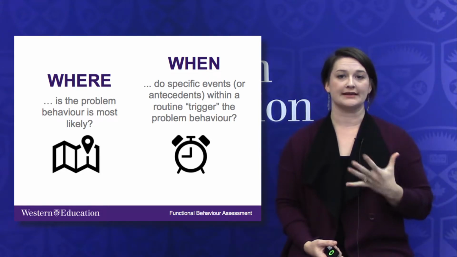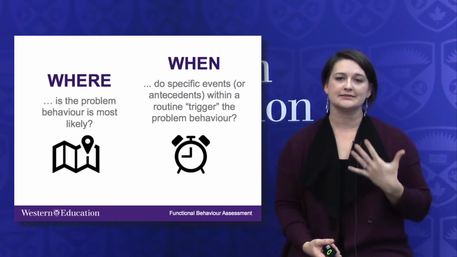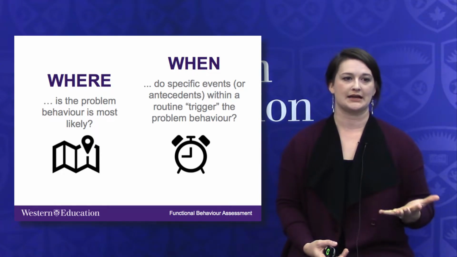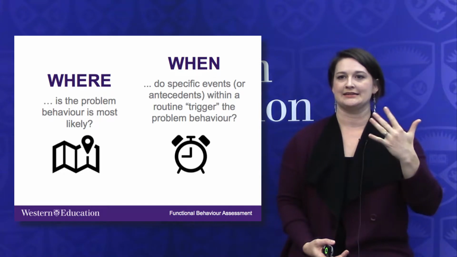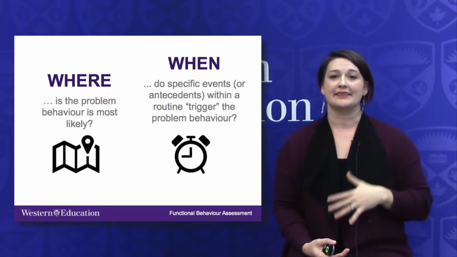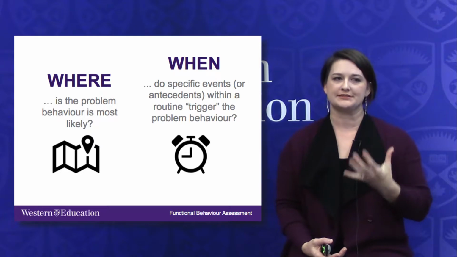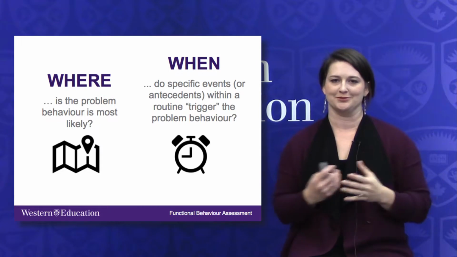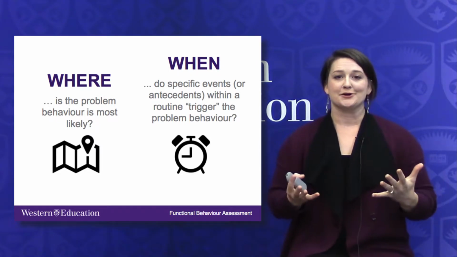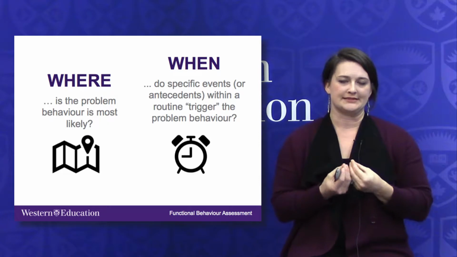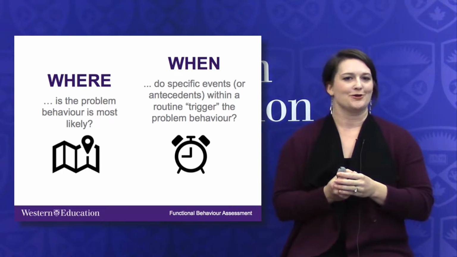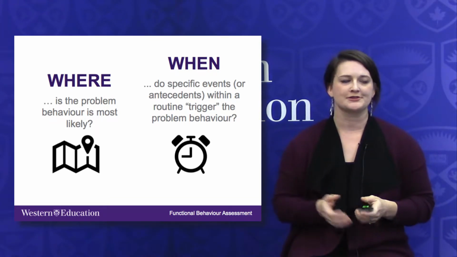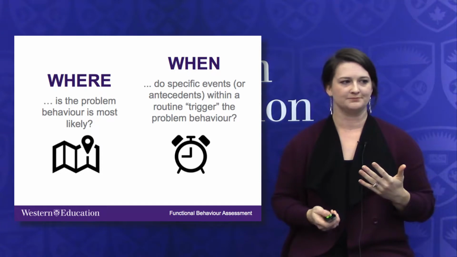So where is the problem behavior most likely? Where is that challenging behavior going to occur? Is it in the classroom? Is it outside? Is it in your workplace? And then when do those happen? What are the specific events or antecedents within a routine that trigger that problem behavior? And here we're talking about immediately preceding the behavior. So we really want to know within 30 seconds of that response, what is the thing that comes before that turns that behavior on or off?